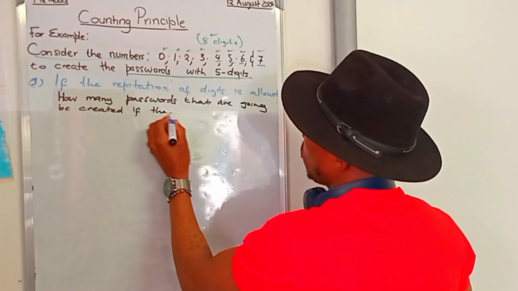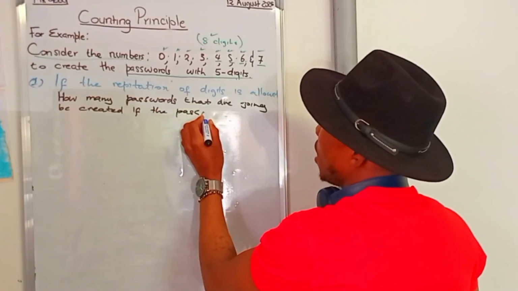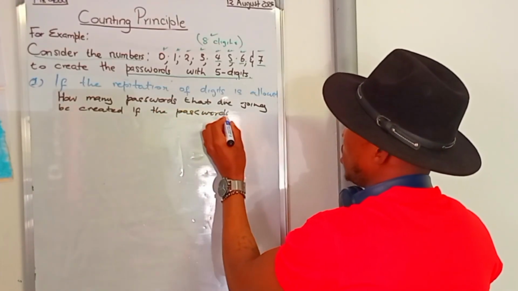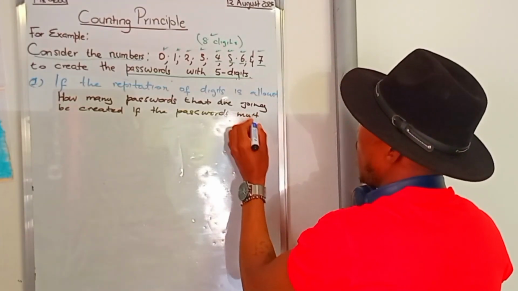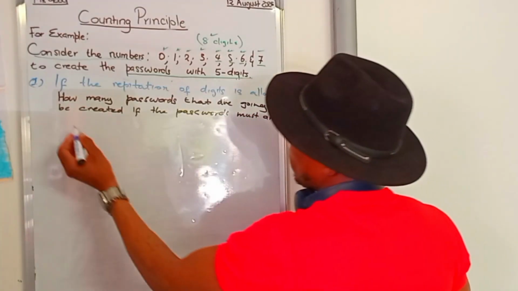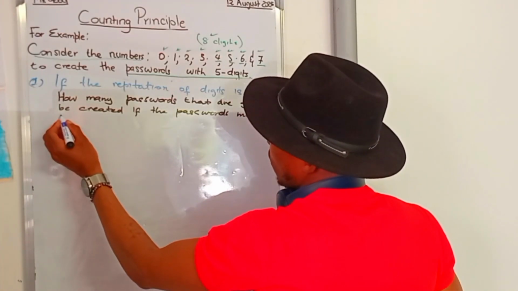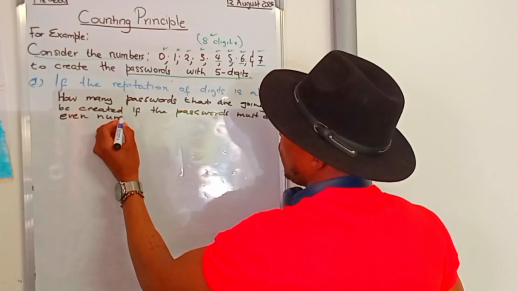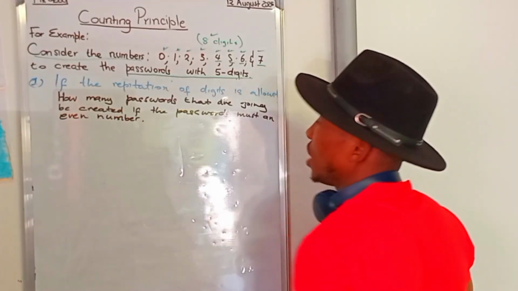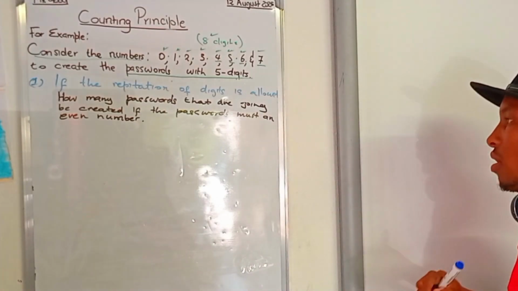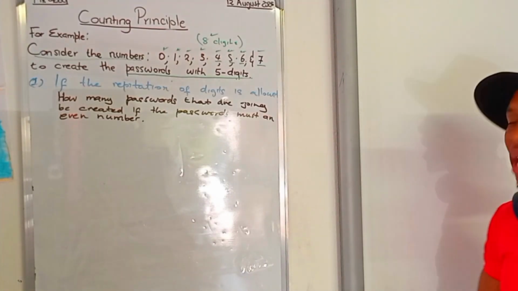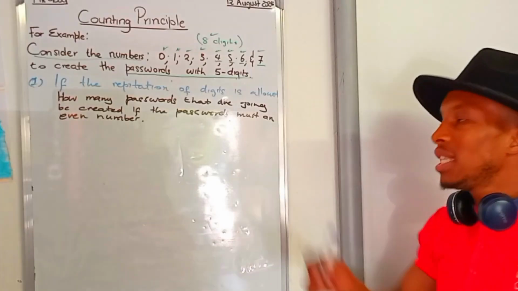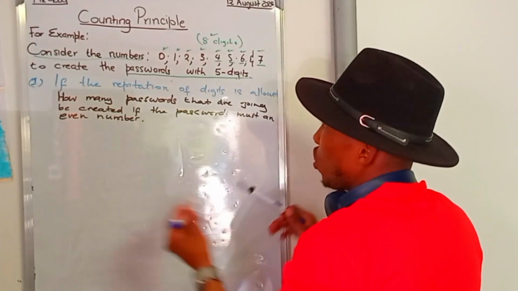If the password must be an even number, okay, let's go. An even number, and the repetition of digits is allowed. All right. Then how are you going to attack this question? You start here, you draw the horizontal line.